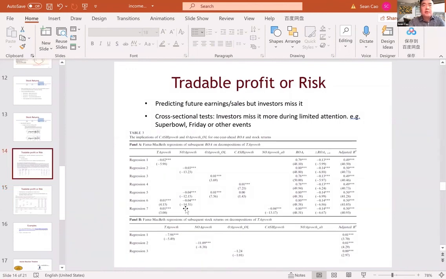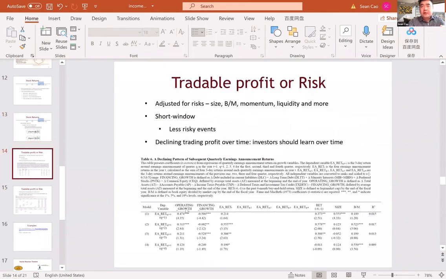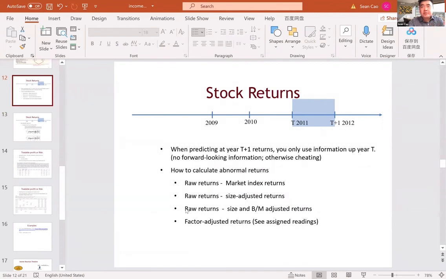So these are the different ways to test whether you get a profit or risk. Everything here will be in the paper I sent you guys. We talk about that in a very detailed way, and that's why we need to read the papers and the material very carefully.